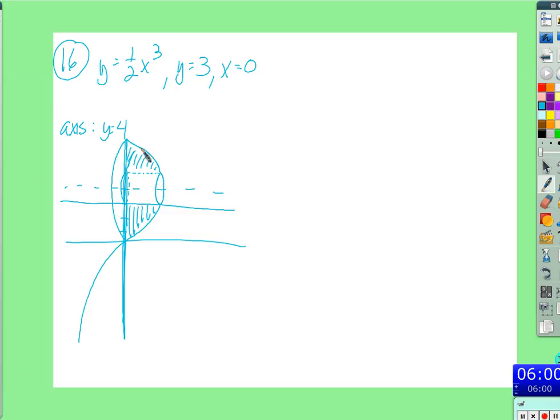If you think about a cross section, in a different color, what shape is this cross section going to have? It's going to be a washer. Yeah, a circle with a circle missing out of the middle of it.